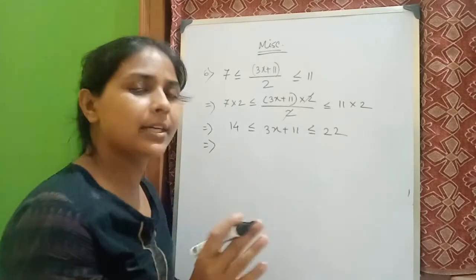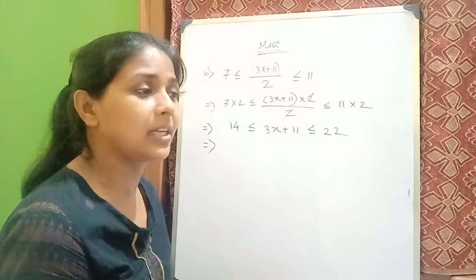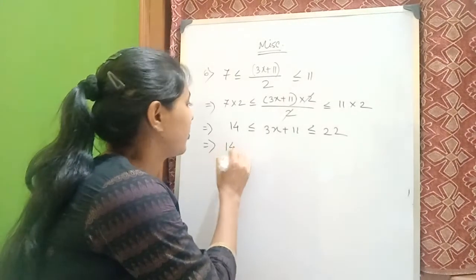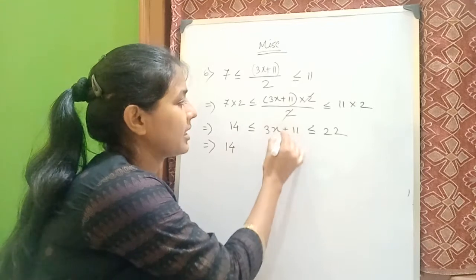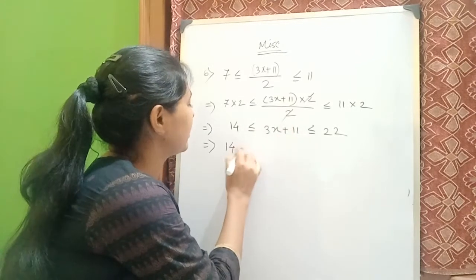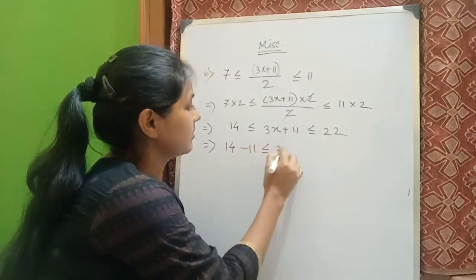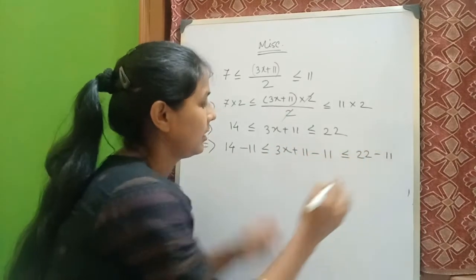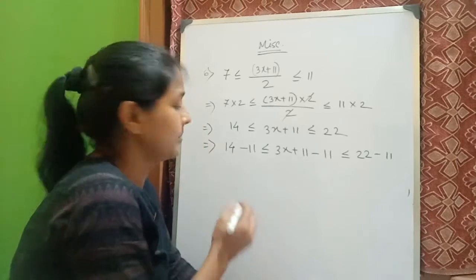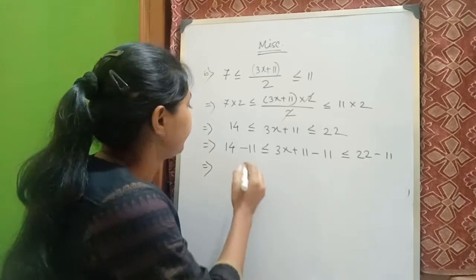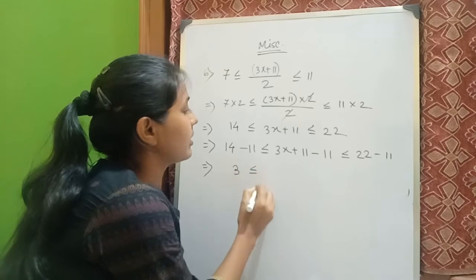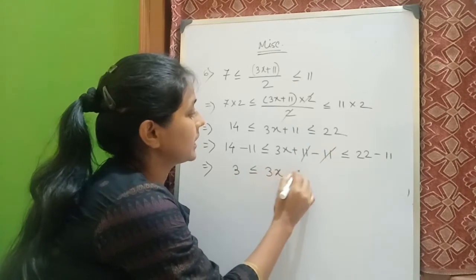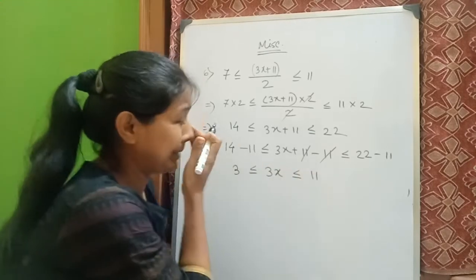Again, subtraction and addition don't hamper the inequality signs. So 14, it's plus 11, so we will make it 0. That means minus 11 everywhere. So it's 3 less equals to 3x less equals to 11.